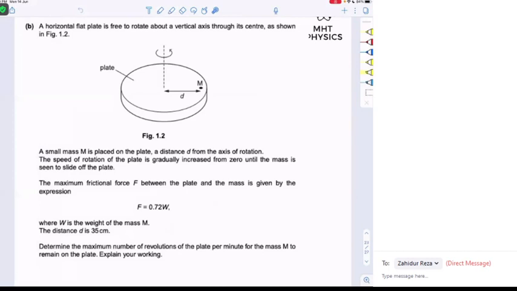Can you guys try and see what the answer is? If you get some answer, just share with me. Let me see. So what is it saying here? There is a horizontal plate free to rotate about the vertical axis. A small mass m is placed on the plate at distance d, and we are gradually increasing the speed. We need to figure out the maximum number of revolutions per minute we can apply before the mass flies off. So there is a point where the mass will just fly off, right? If you spin too fast, what is that rate of revolutions per minute?